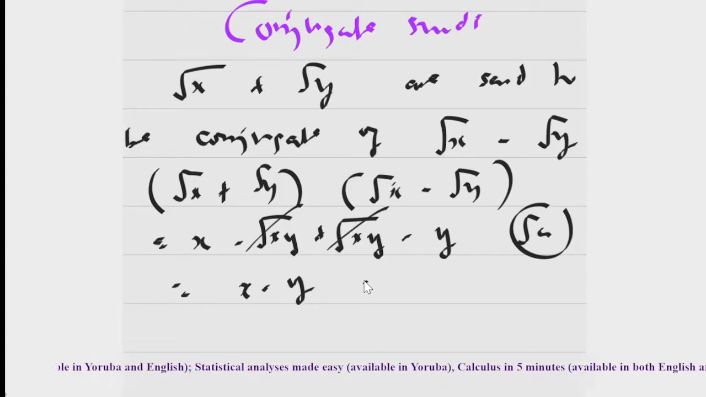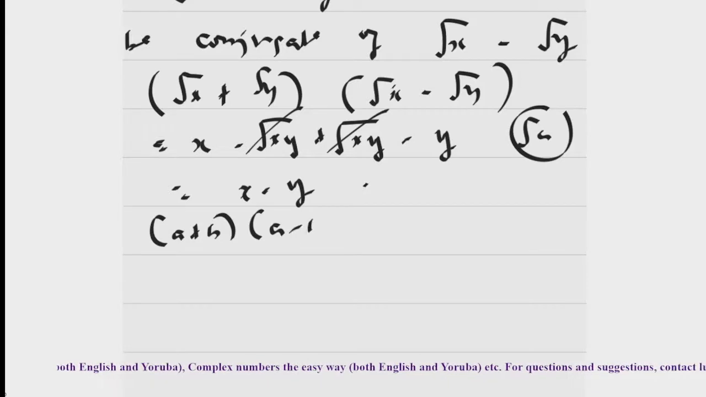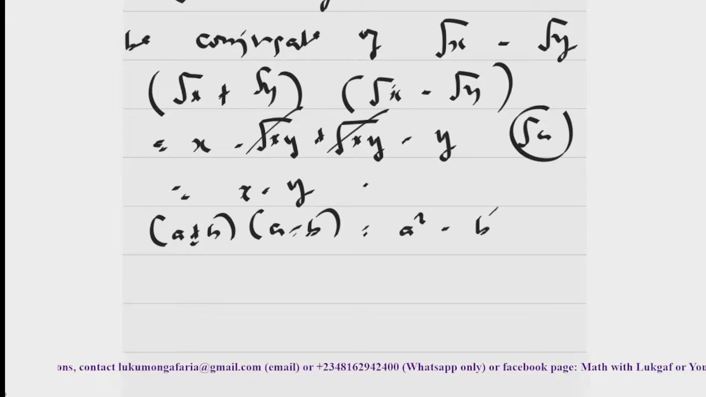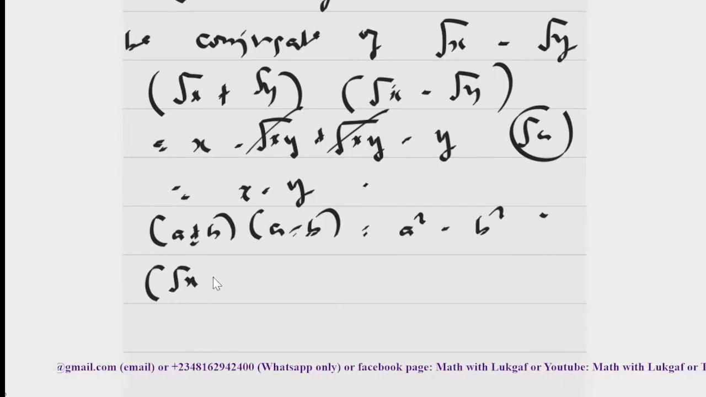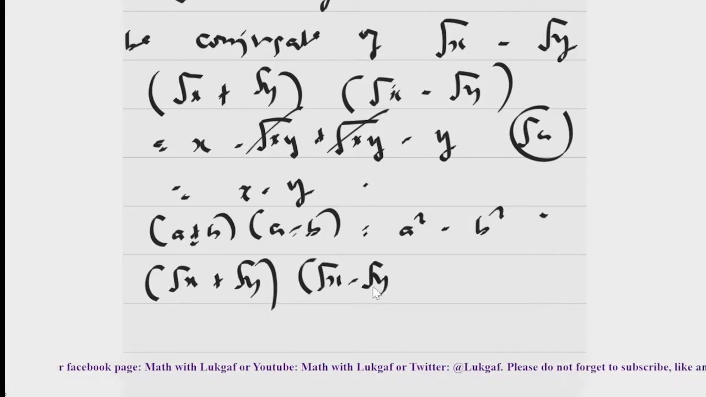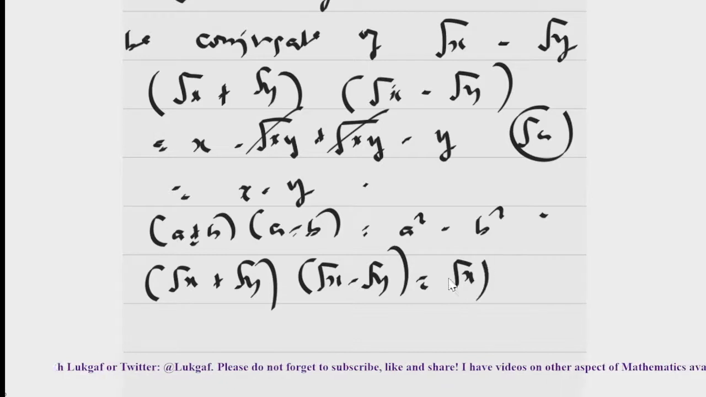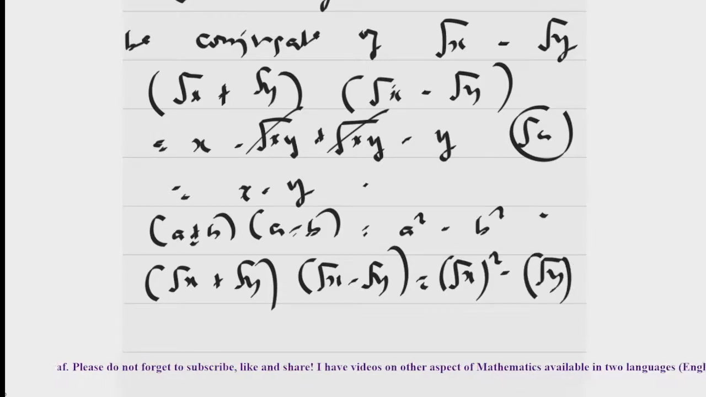Can you see what you observe? It's just like the difference of two squares. Don't forget the difference of two squares. Recall when you have a plus b, a minus b, this is also a conjugate of this because they are identical, just that there is a positive sign here and a negative sign here. Recall that the difference of two squares is a squared minus b squared. So similarly, when you have a conjugate surd like root x plus root y, root x minus root y, you don't need to stress yourself. This is also a difference of two squares. What are you going to have? Root x everything squared minus root y everything squared.